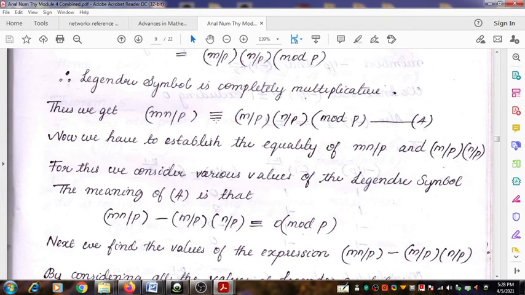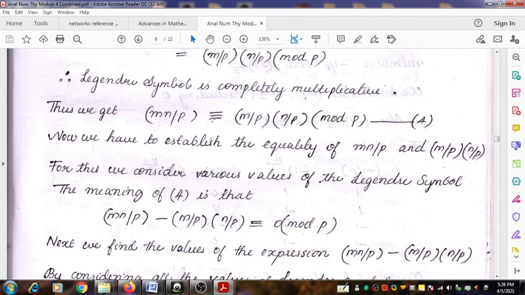Since this is a congruence, and since the left hand side is the Legendre symbol value, we know that it has values either 0, plus 1 or minus 1. On the right hand side, the first quantity can be 0, plus 1 or minus 1. Similarly, the second quantity can also be either 0, plus 1 or minus 1.